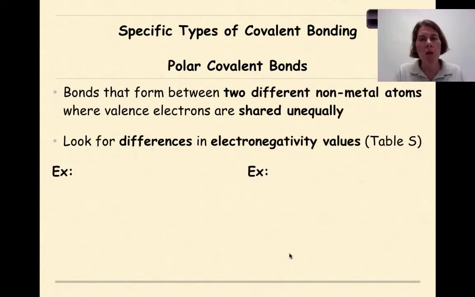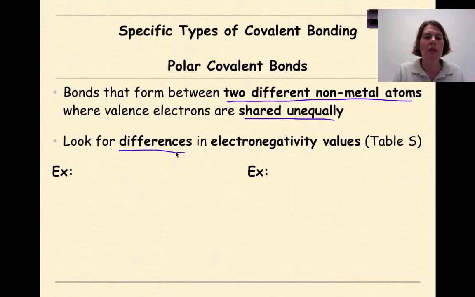Now let's look at polar covalent bonds. With nonpolar covalent bonds, there was equal sharing between the 2 atoms. With polar covalent bonds, these are bonds that form between 2 different nonmetal atoms where valence electrons are shared unequally. So again, we're going to go to our Table S and look for differences in electronegativity values. Let's look at our first example, hydrogen bromide.